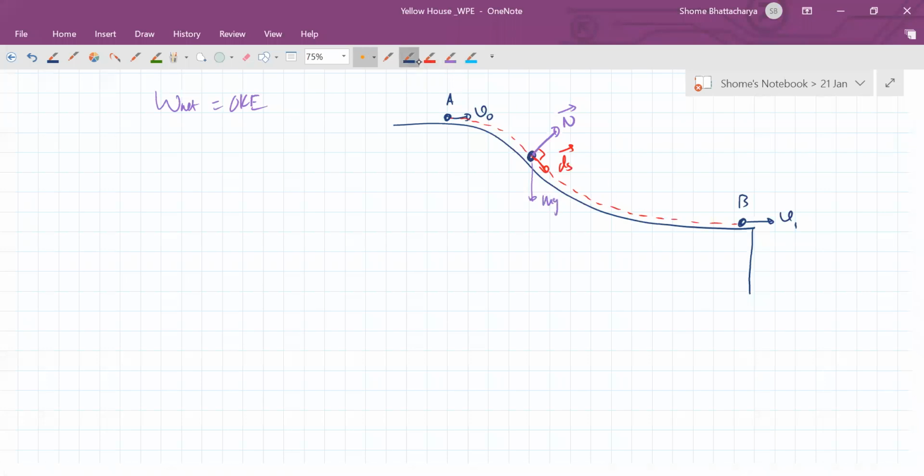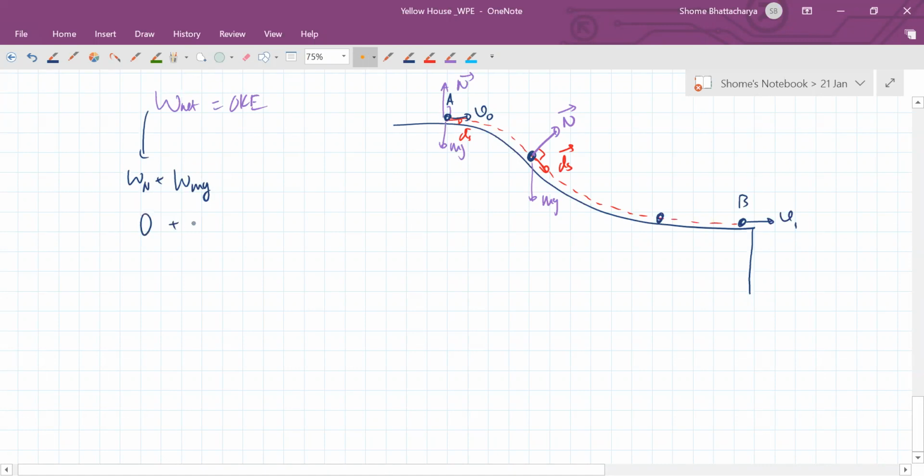Wherever it is, whether here or initially at this point, you can see that the normal reaction is always acting at 90 degrees to the differential displacement. So the net work done is work done by normal reaction plus work done by mg. This term will be 0, whereas this term will be minus mgy, where y is the y component of displacement. This should be equal to the change in kinetic energy.